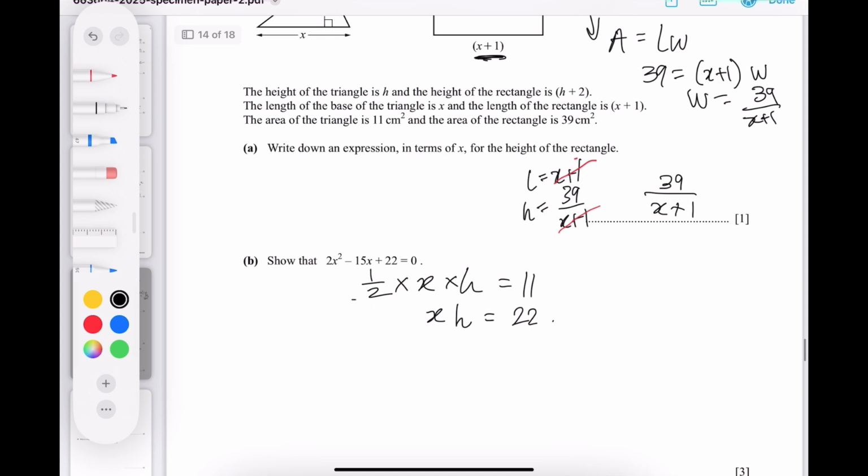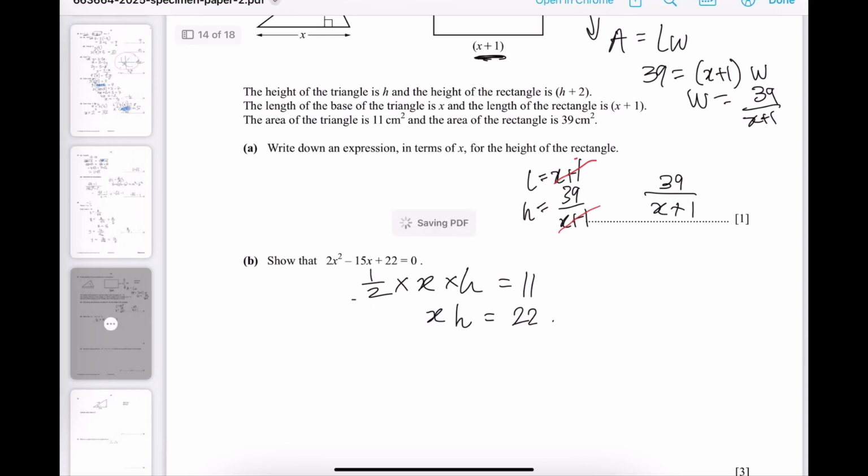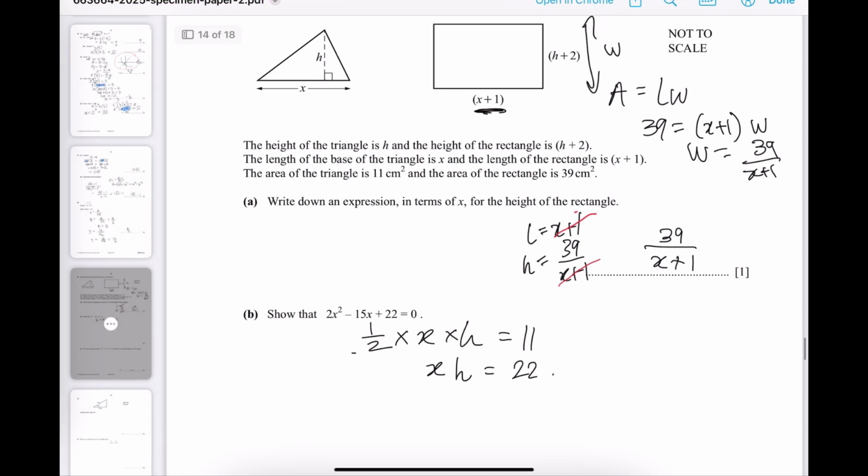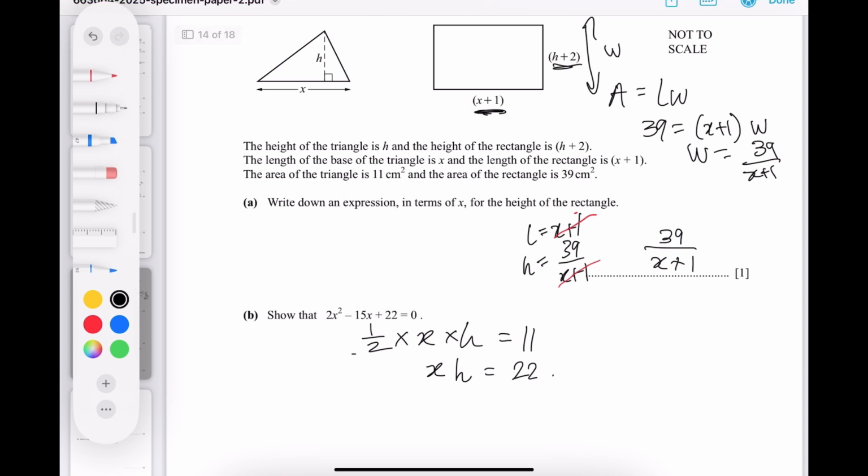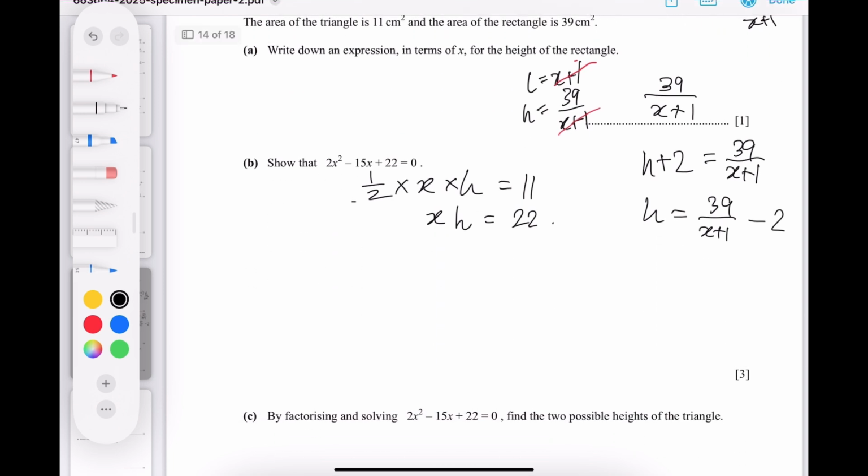But from the above, we've seen that h plus 2 is equal to this right here, 39 over x plus 1. And so h is in fact just 39 over x plus 1 minus 2. So if we substitute in this value now for h into this, we get that x multiplied by 39 over x plus 1 minus 2 is equal to 22.